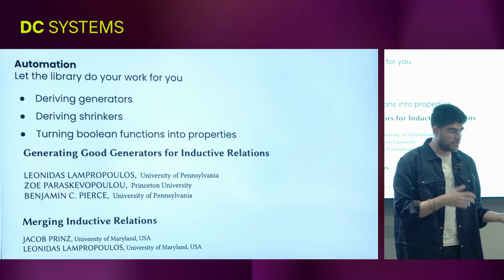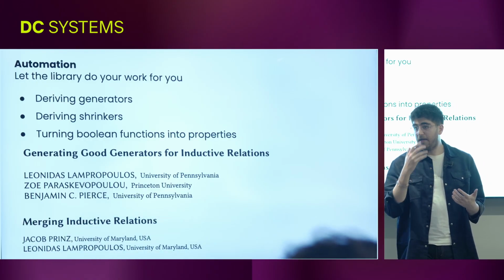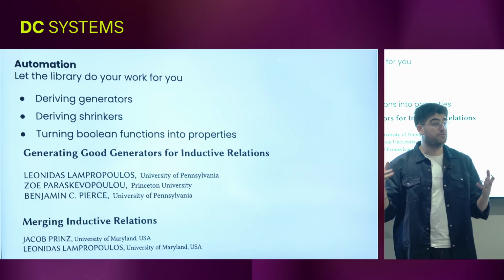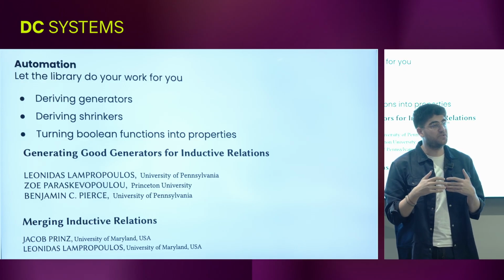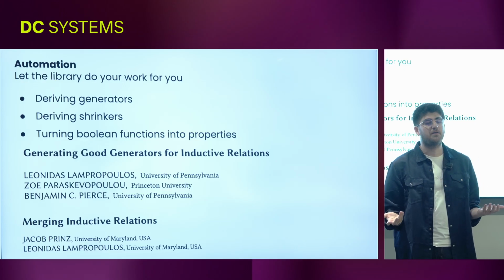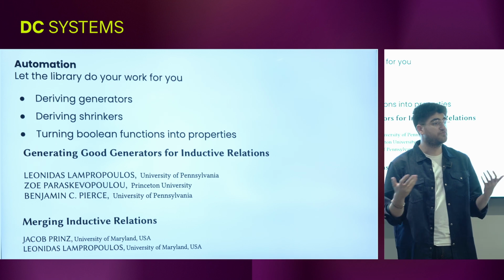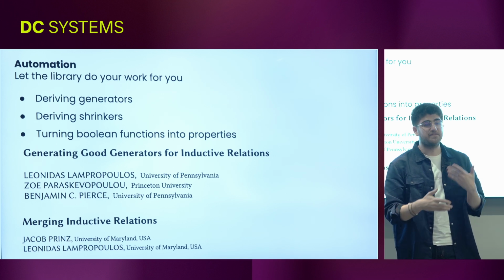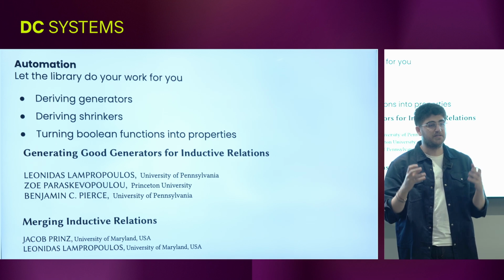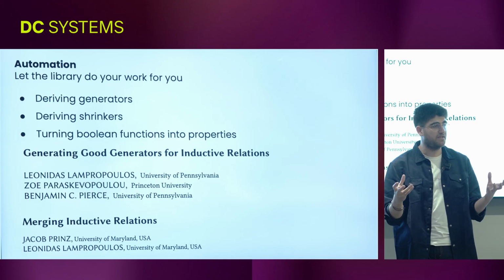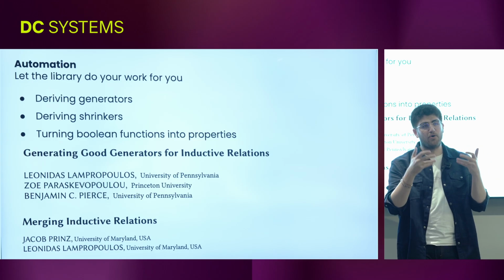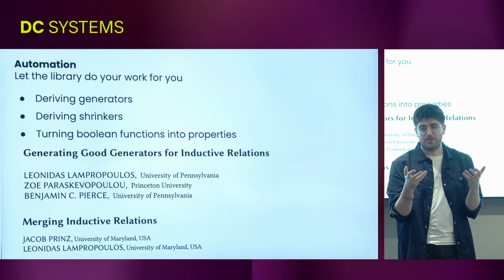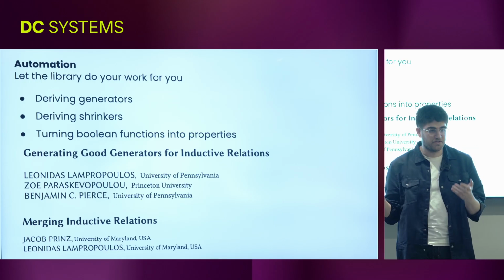And a follow-up to this, which is even neater, allowed us to merge these inductive relations. So now we can automatically generate even more complex data structures, such as red-black trees, that we previously had a hard time with because their inductive relations are complicated. But now we can write small, simple inductive relations and merge them and get the generator.